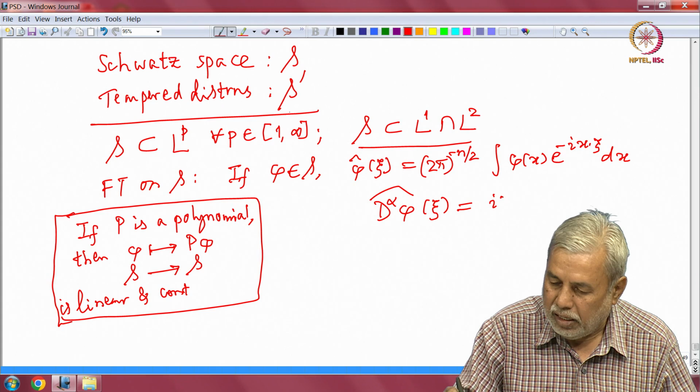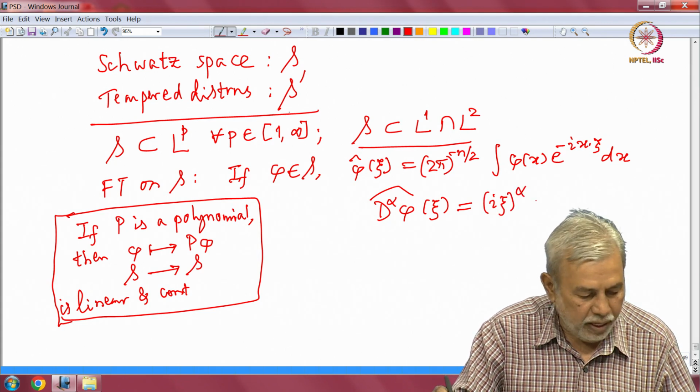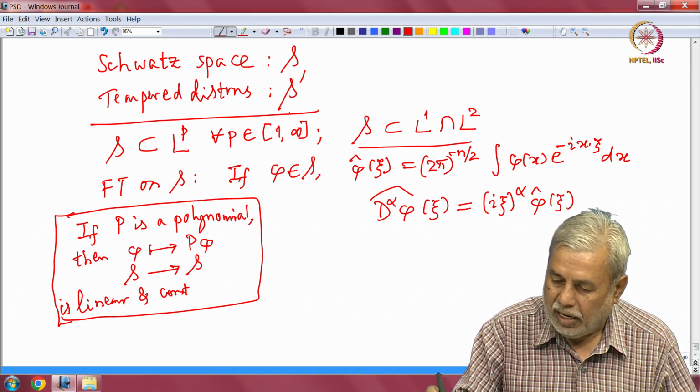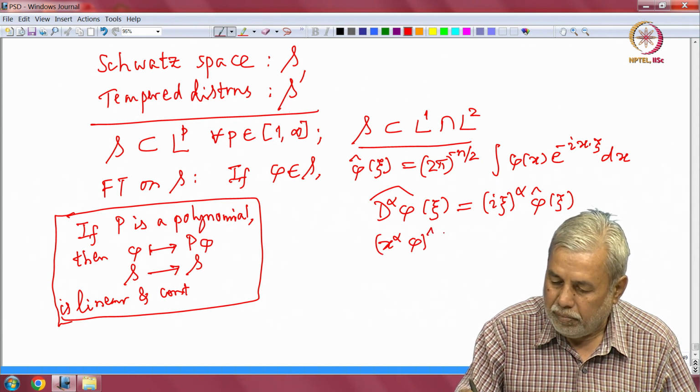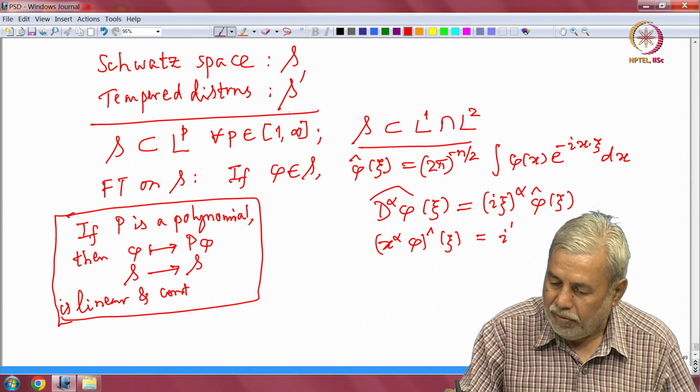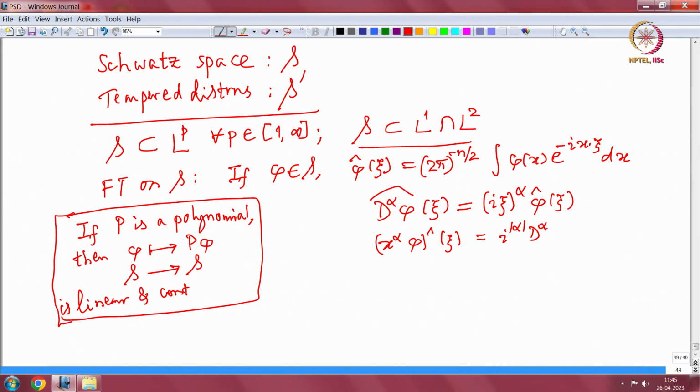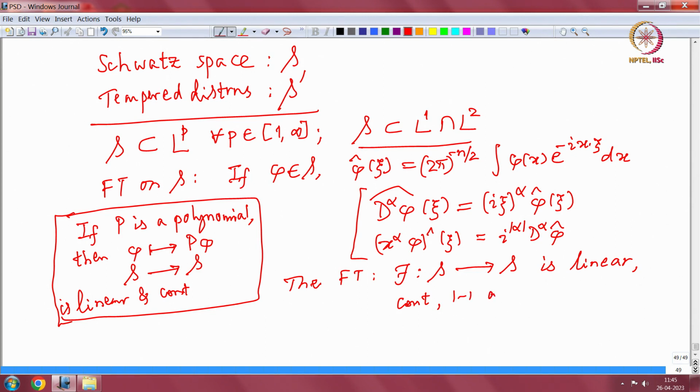Okay, so we have this: the derivative of phi cap, and similarly if I multiply by a polynomial and then take the Fourier transform, this is i to the power mod alpha, d alpha phi cap. If you combine these properties, what we see is that the Fourier transform, let me just call it F, from S to S, is linear. Of course, linearity just comes from the integral. It is also continuous, one-one and onto.